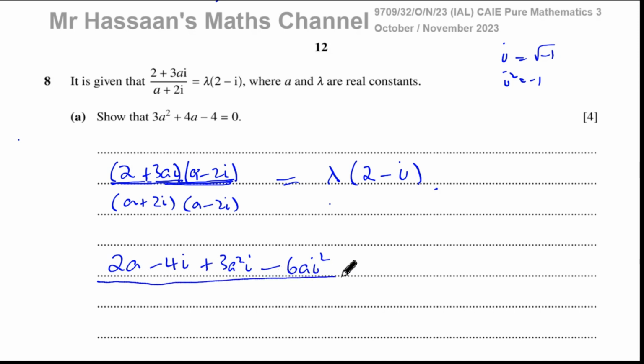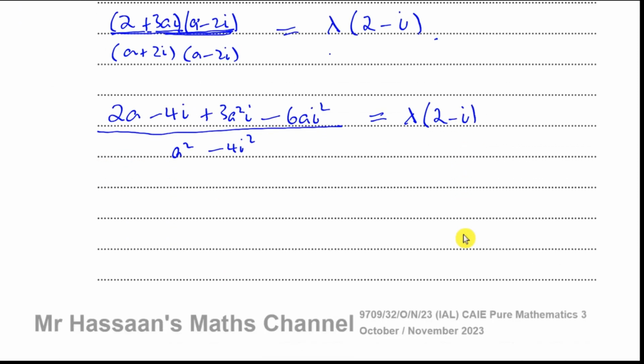And the denominator of this is going to become just a squared minus 4i squared, because the middle term, minus 2ai plus 2ai, will be gone. And that's what we want, because this will become -1 and we will have no i term in the denominator. And that should give us something of the form lambda times 2 minus i. Okay, so now let's continue and simplify this.